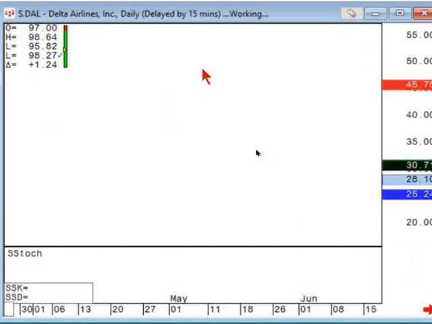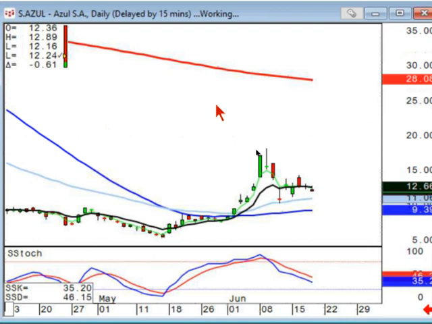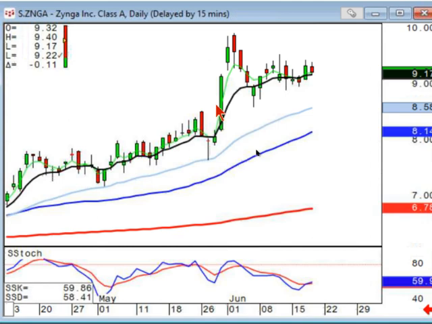The airlines have fizzled. Again, there was that spike up, now they're moving sideways. So you don't want to be in the airlines right now. Zynga, not your best looking chart, but it's trying. At least you know you're in an uptrend. If you happen to be long, you can stay long as long as it stays above the T-line.